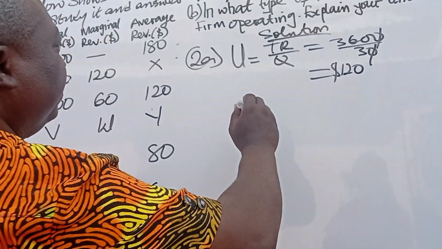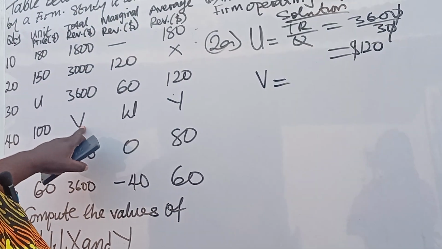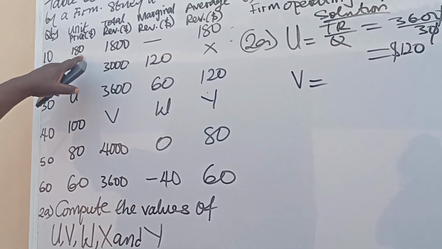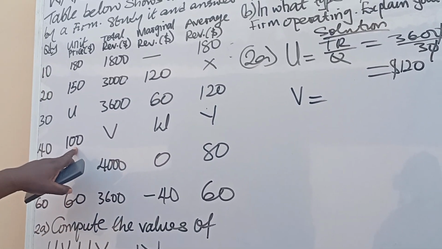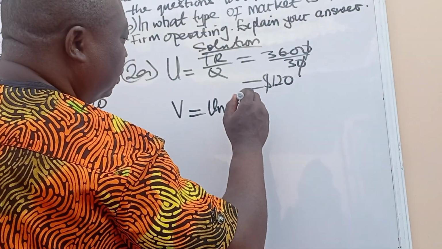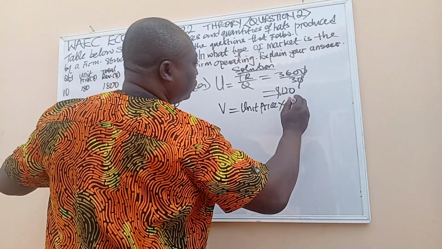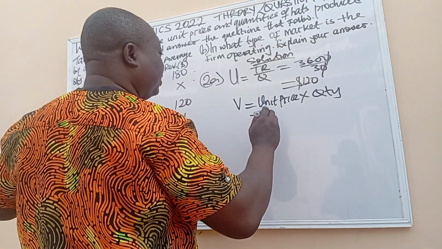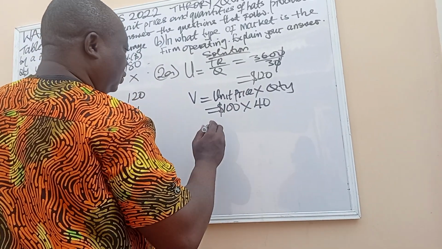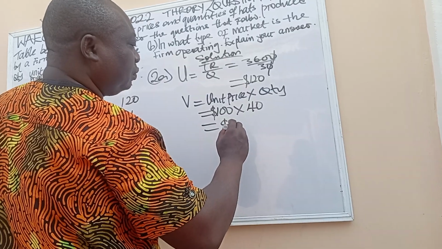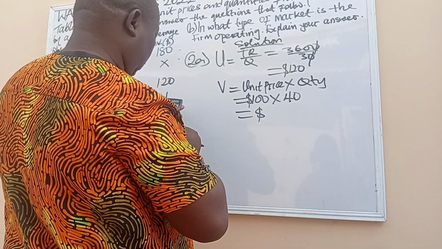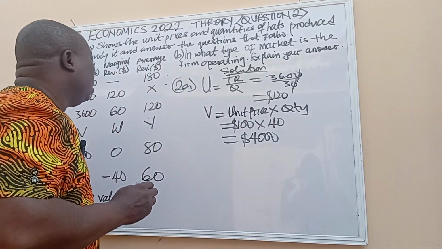So let's go to V. How do we get V? Which is total revenue. Look at this, times this will give you this. So to get V is 100 times 40, which is unit price times quantity. The unit price is $40. The quantity is 40. So this should give you 4,000. Do you understand that?